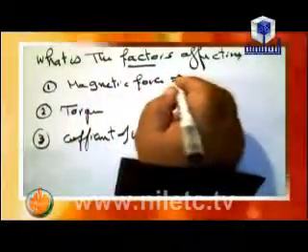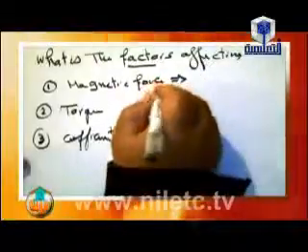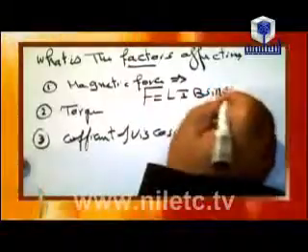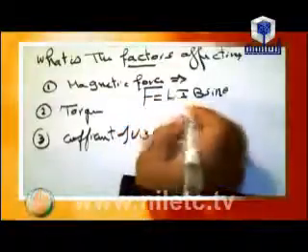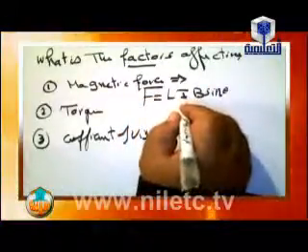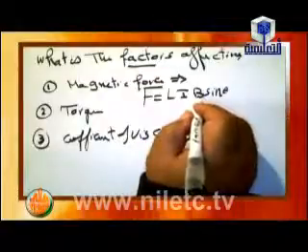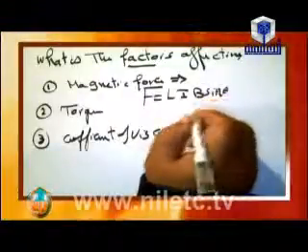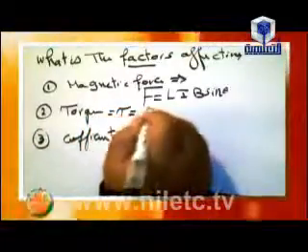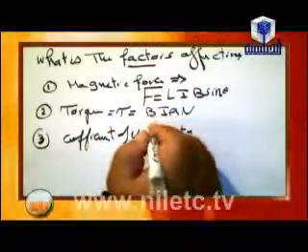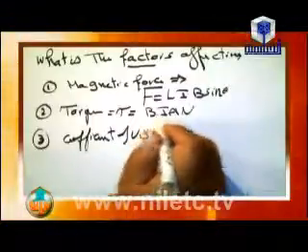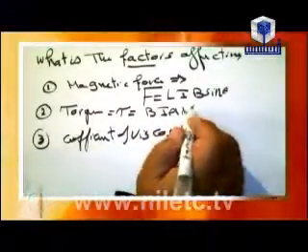Let's go back to the rule. We know that the force equals L I B sine theta. So the factors affecting the magnetic force are: it is directly proportional to the length, the current intensity, the magnetic flux density, and also sine theta. Torque is equal to B I A N, so the torque is affected by magnetic flux density, current intensity, the area of the coil, and the number of turns.